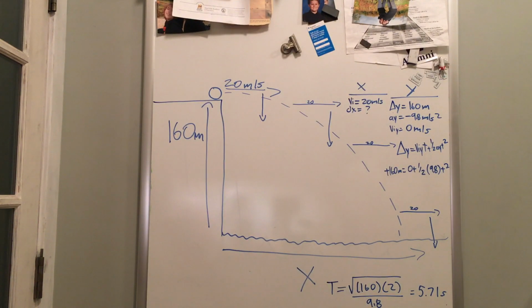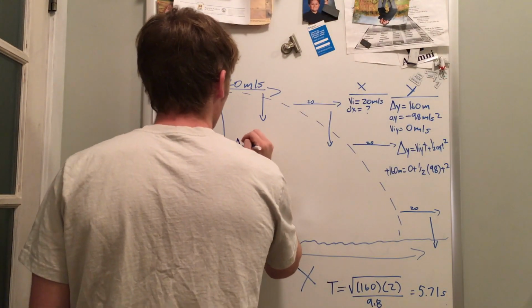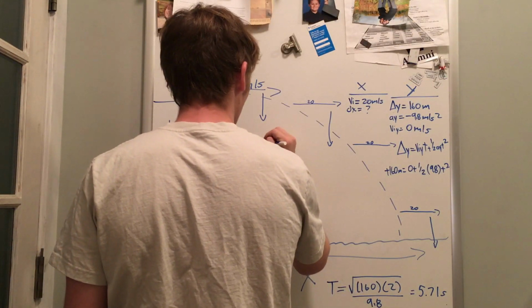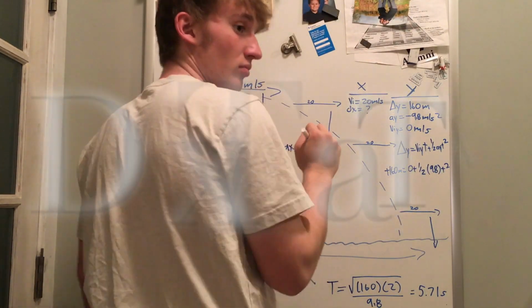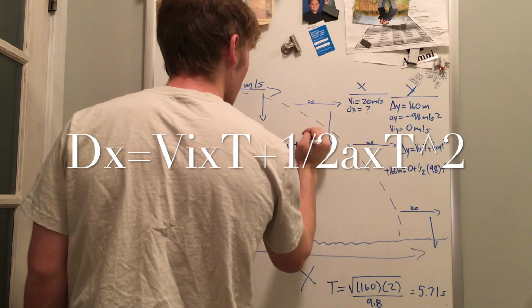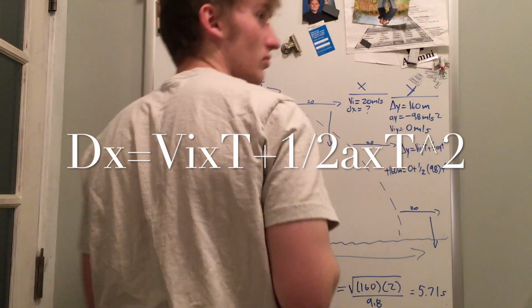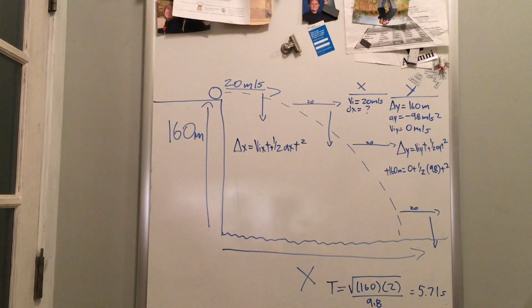Now, since I have the time it takes for the ball to hit the water, I am going to use the same equation, but instead use the x, since I have enough variables for it. So the equation would be delta x equals velocity initial of the x times time plus 1/2 times the acceleration of the x times time squared, which will be written on the screen.